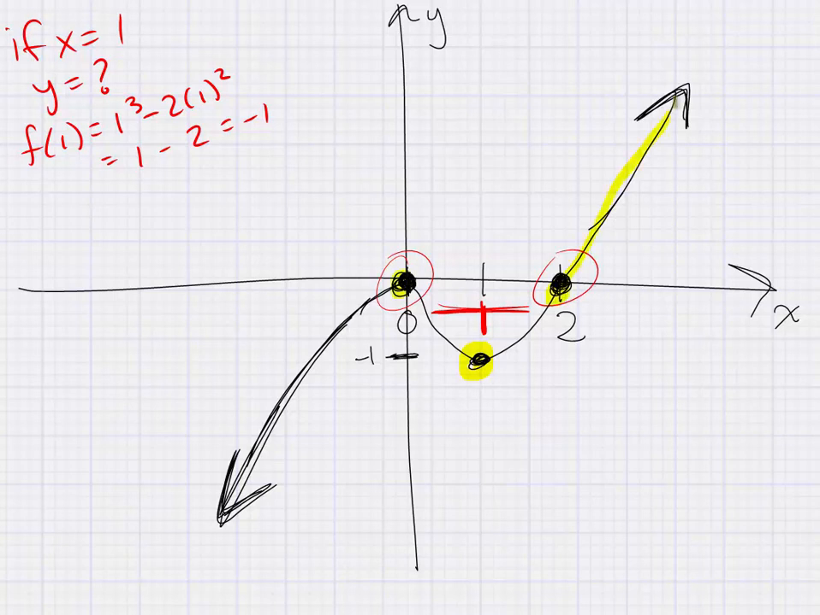And I also do know that on the end my graph points up, and on the other end my graph points down. So if I kind of smooth that all out now and sort of draw it as best I can from there, I get my graph.